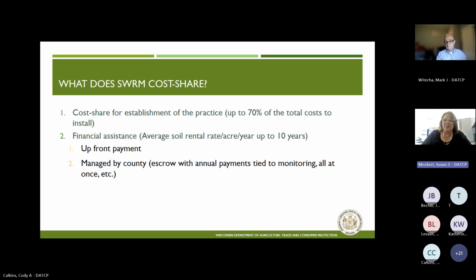The difference with this is you're going to get a large sum of money upfront to pay for this, and it's going to be on the counties to figure out how to hold on to that and to pay it out to the producer. Next slide, please.